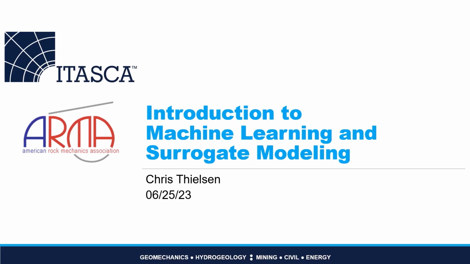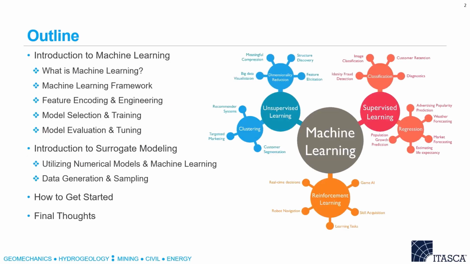Now we will move on to our introduction to machine learning and surrogate modeling. Starting with an outline of what I will be discussing today, I will first go through the general fundamentals of machine learning, answering the immediate question of what is machine learning. Then we will dive into the machine learning framework or pipeline of building an accurate machine learning model. This largely consists of feature encoding and engineering, model selection and training, and model evaluation and tuning.